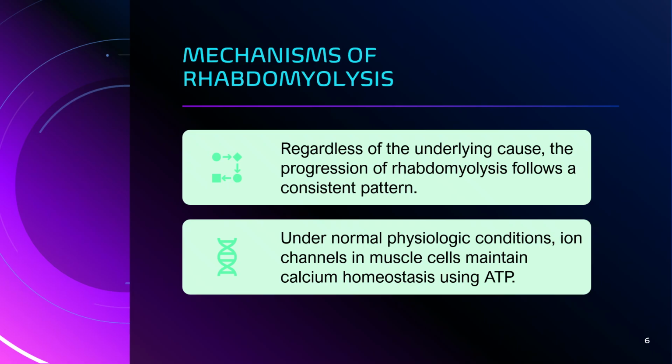Direct myocyte injury or failure of the energy supply within muscle cells result in rhabdomyolysis. Normally, while at rest, ion channels in the muscle cell membrane maintain low levels of sodium ions and calcium ions, and high potassium ions inside the fiber. Depolarization triggers calcium ion release from the sarcoplasmic reticulum, leading to contractions via actin-myosin interaction. These processes require ATP.